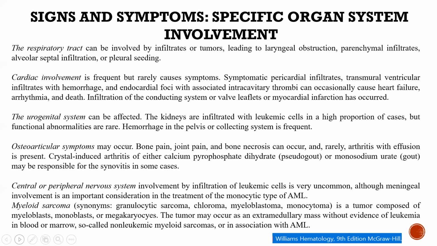Myeloid sarcoma, also named granulocytic sarcoma, chloroma, myeloblastoma, or monocytoma, is a tumor composed of myeloblasts, monoblasts, and megakaryocytes. The tumor may occur as an extramedullary mass without evidence of leukemia in the blood or marrow, so-called non-leukemic myeloid sarcoma, or in association with acute myeloid leukemia. As you can understand, the appearance of myeloid sarcoma signals a malignant course of the disorder, which is probably not curable at all or hardly curable.